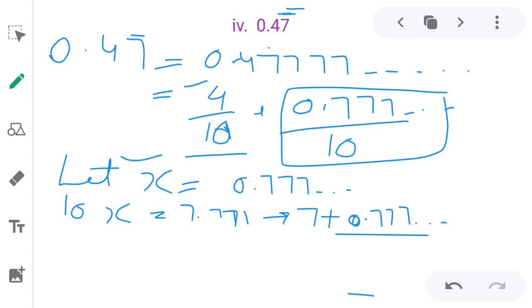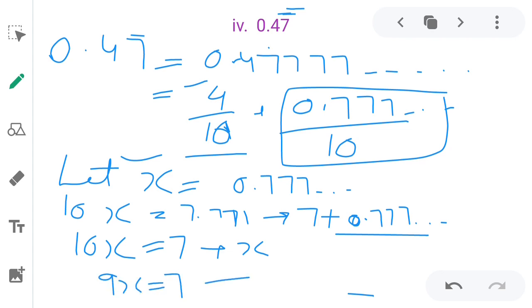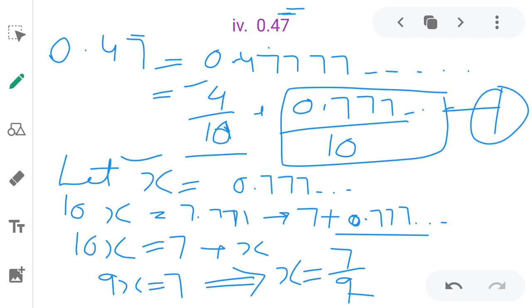So this is the term which is called x, according to what we have let already. So 7 plus x equals 10x. Solve this: 9x equals 7. That means we can write x equals 7 upon 9 here. So we have to put this value in this equation. Suppose this is 1, so we will put this value here.